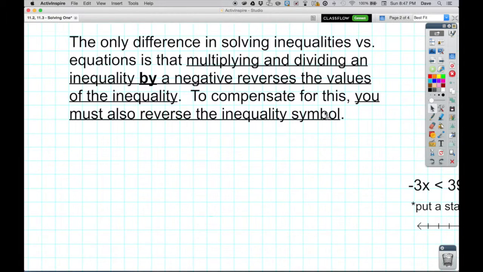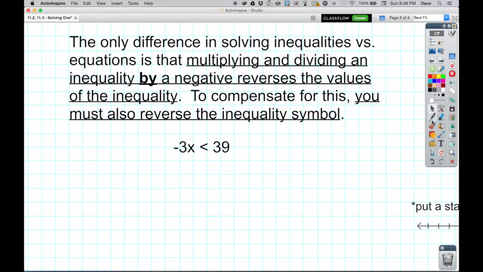So to compensate for this, you must also reverse the inequality symbol, but only in this situation, anywhere I multiply or divide by a negative. All right, so for an example here, here's this inequality. Right now, negative 3x is less than 39. Notice how this side's negative and this side's positive.